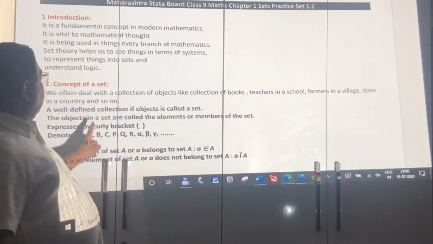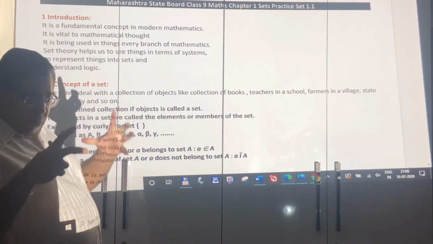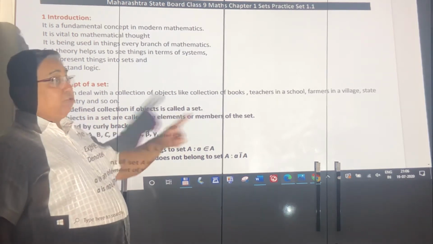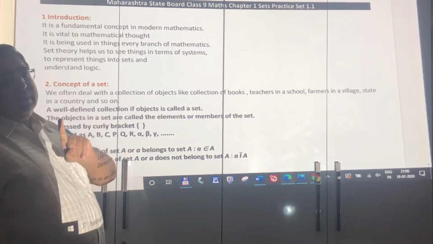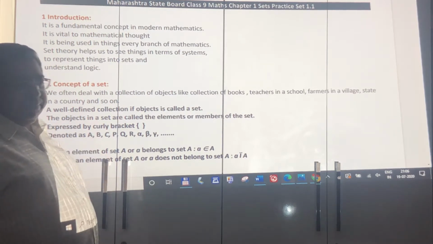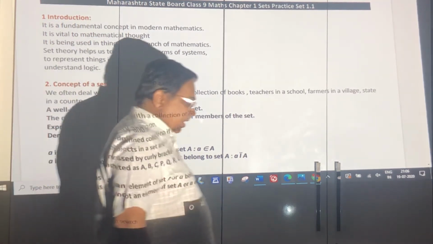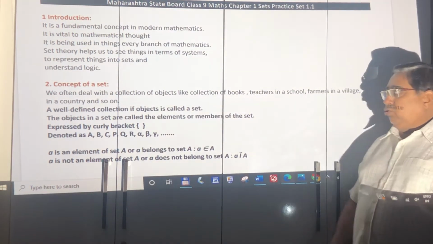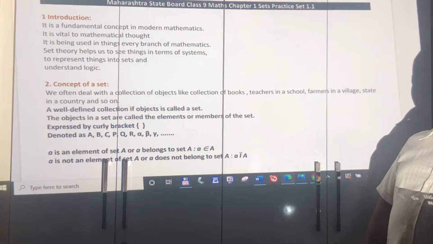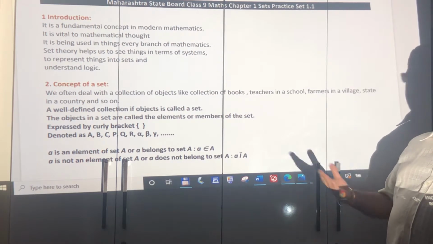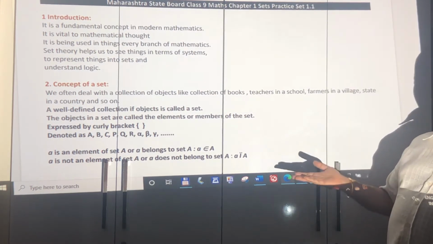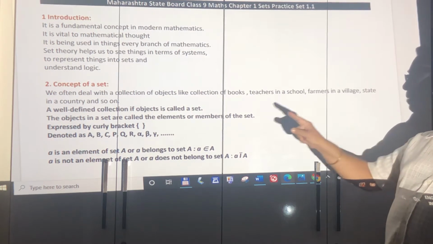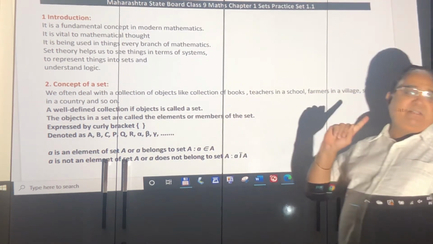No. The objects in a set, what you're collecting, are called elements or members of that set. So to give you an example, if I'm making a set of days in a week, and I say January, January is not a member or element of that, but Sunday is, Monday is an element, Tuesday is a member. So if you belong to a set, you are an element or member of that set, otherwise no.